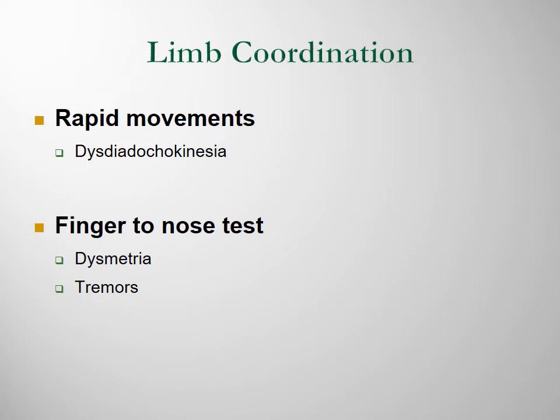Limb coordination: rapid movement for dysdiadokinesia, finger to nose test to look for dysmetria or tremors. This points, if abnormal, to a cerebellar lesion.